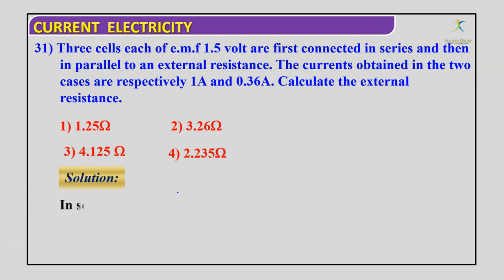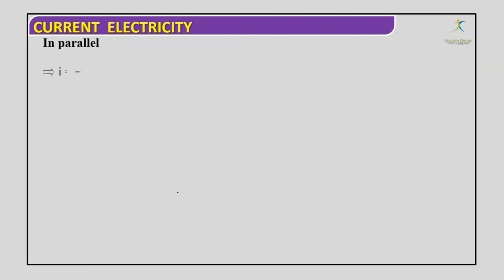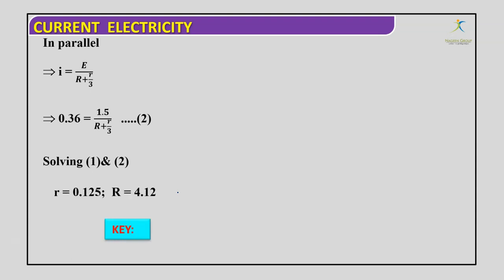We have the solution. In the series combination, we apply this formula, and for the parallel case, we apply the formula here. So we have two equations. Solving the first and second equations, we get the value of R, the external resistance. Hence, the correct option for this question is option 3. Hope you understand the solution. You can pause and see the solution process again.